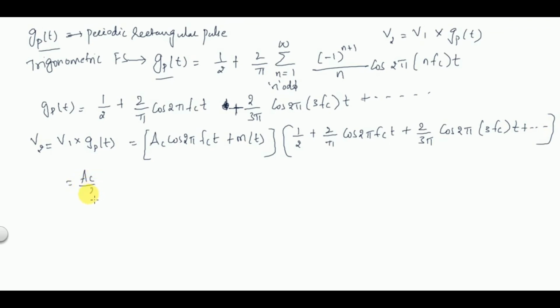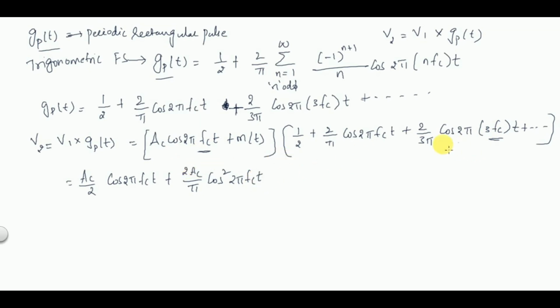Ac by 2, so first term Ac into 1 by 2, so Ac by 2 into cos 2 pi fct, plus 2Ac by pi into cos square 2 pi fct. Okay, so higher order terms are not required. Here the frequency is fc, and if you multiply with this also, fc plus 3fc is 4fc, so it is eliminated by the band pass filter, so I am not writing this.